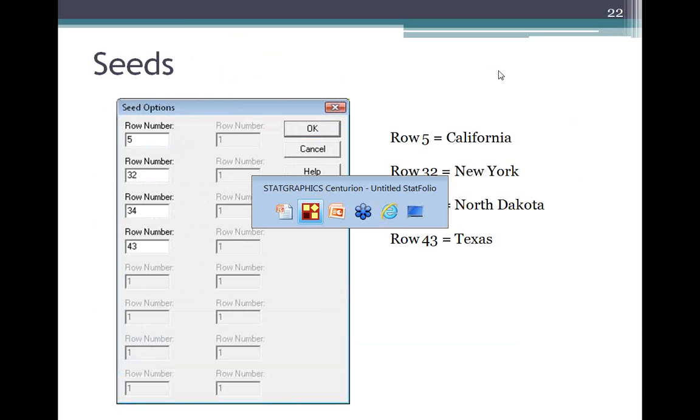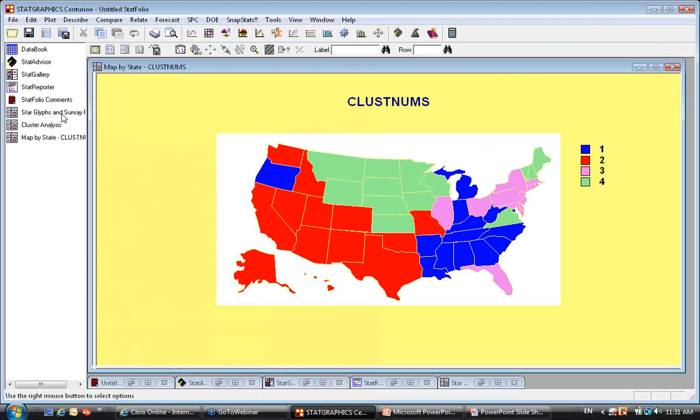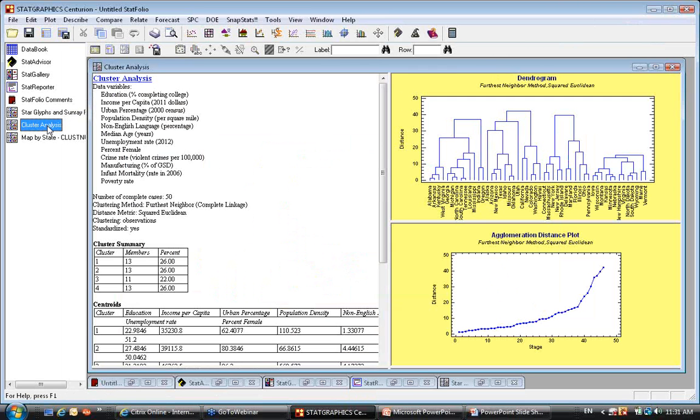Now, to show you how to do it, let me go back to Statgraphics. Let me go back to my cluster analysis.